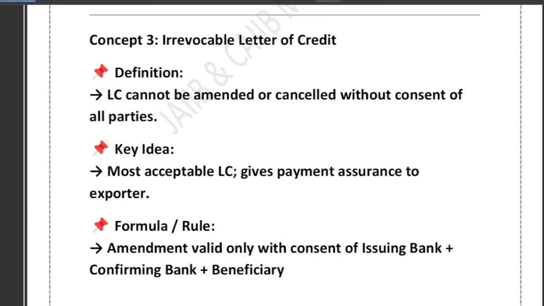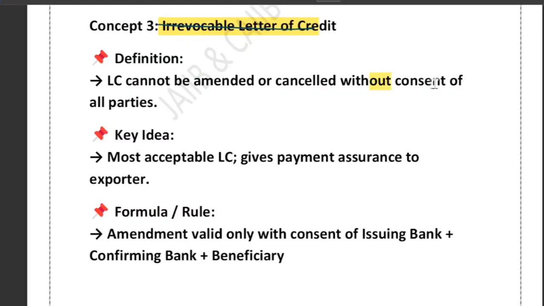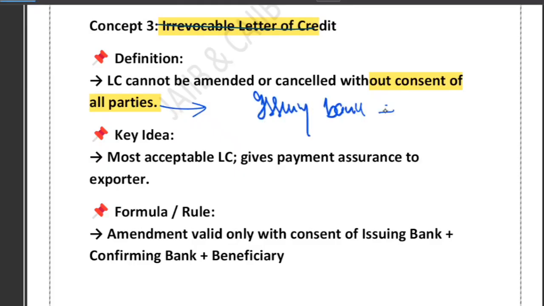The next category is the irrevocable letter of credit. You know what it means when I say irrevocable? It simply means that it cannot be cancelled and cannot be amended freely, and the consent of all the parties is required. So who are the parties? The parties include the issuing bank, the confirming bank, and the beneficiary. Consent of all these parties is required.